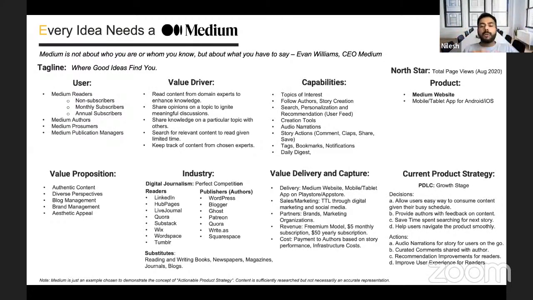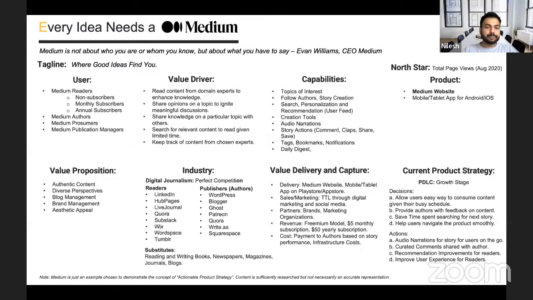So I'll curate comments from different users who are reading it and share it with the author. Say that is the action. I want to save time spent on searching for the next story. I'll improve recommendations and so on. So this is the product strategy that I've created, which is decisions and actions.